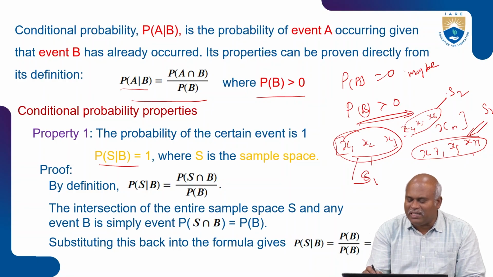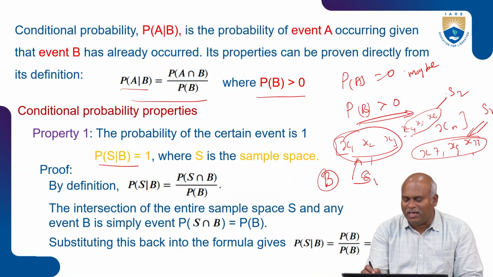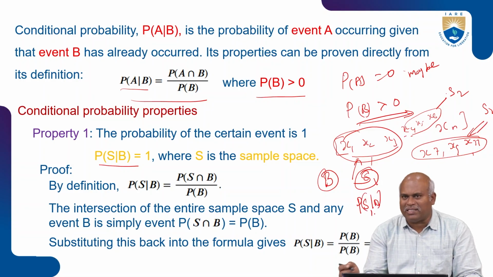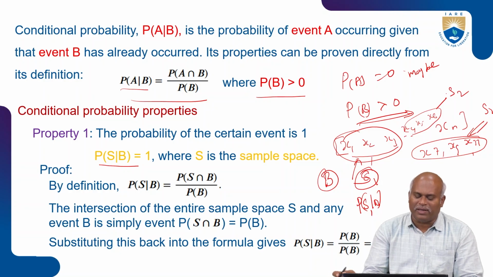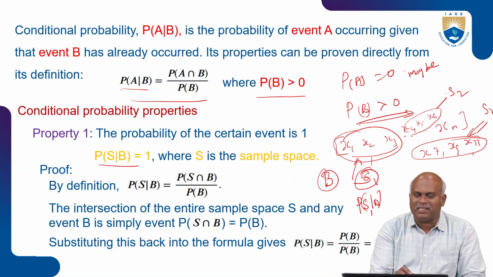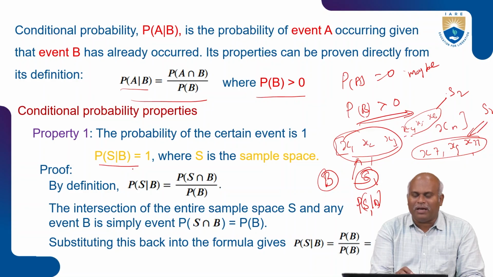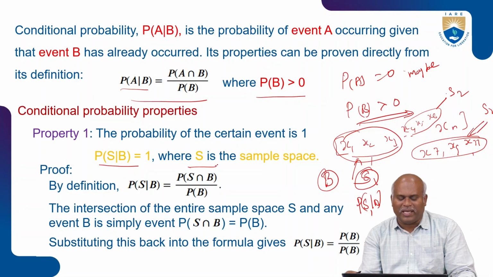So this event is overcome for B1. B1 occurs, overcome for x1, x2, x3 of sample S. So I write this as P of S given B. So maybe S1, S2, S3, S4, S5 up to S of n are possible. So P of S given B of the sample condition is equal to 1. Then S is the sample space.